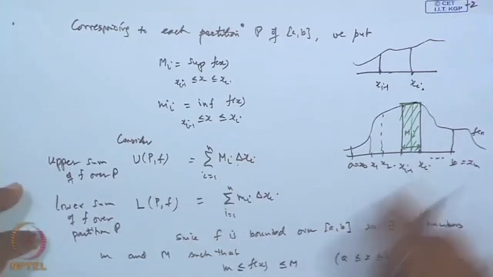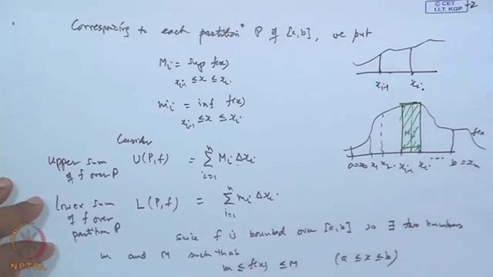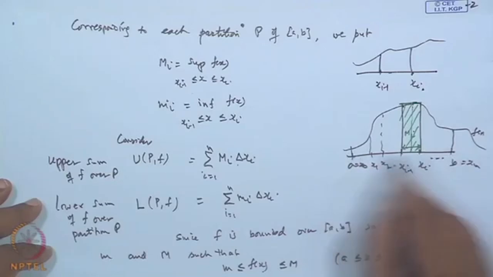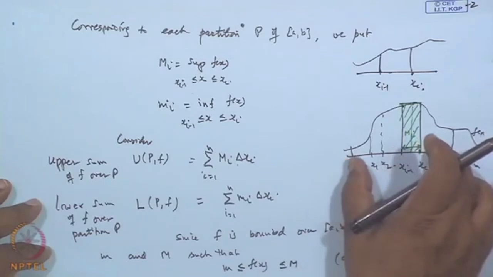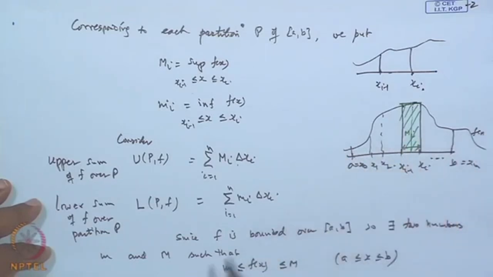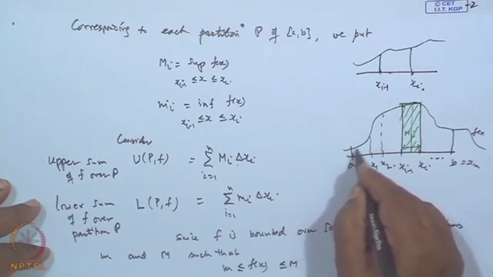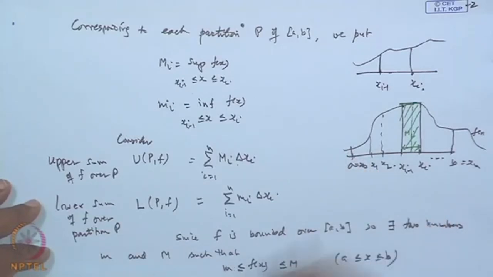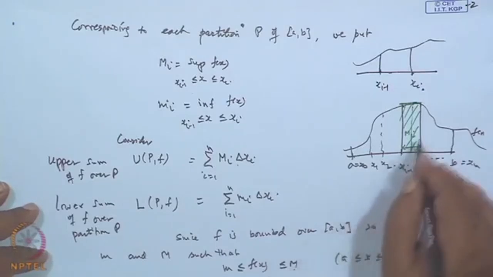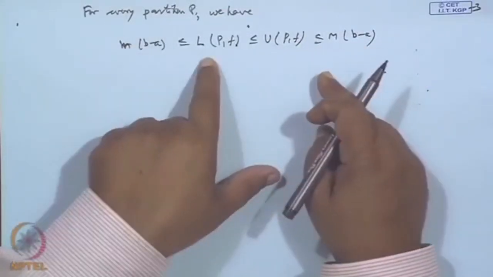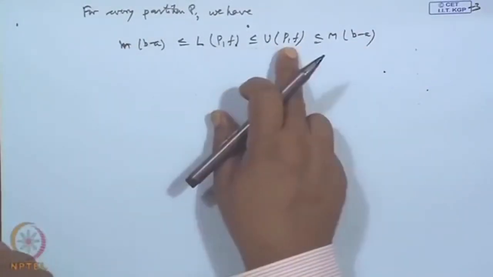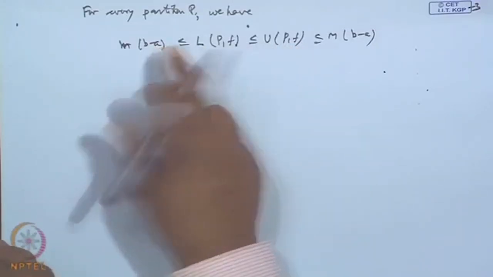This is one thing. Second, when we take the function f, f is bounded by m and capital M, and b minus a is the length of the interval. If we multiply m by b minus a, the total length of the interval, then this will be the minimum area bounded by a curve whose lower value is m over the length b minus a, and M is the upper bound for the function f. So, m into (b minus a) and M into (b minus a) will give these two bounds. Clear? Therefore, our lower sum and upper sum form a bounded set.